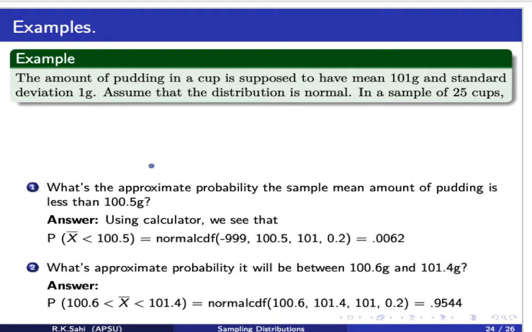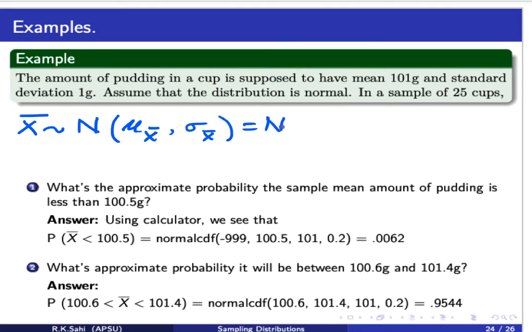Now let's look at the questions. It says, what's the approximate probability the sample mean amount of pudding is less than 100.5 grams? Before I can actually solve it, I need to know the parameters of the sampling distribution of the sample mean. Remember that the sampling distribution of the sample mean is a normal distribution with mean mu x bar and standard deviation sigma x bar.